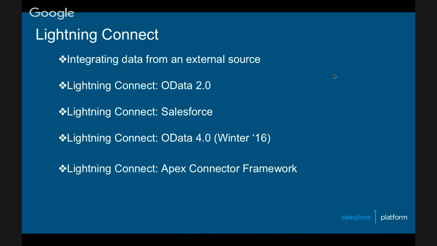The first version that was brought out was based on the OData 2.0 standard that was developed by Microsoft. The initial connection only supports read. So as of Spring '15 and Summer '15, they support read capabilities from an external data store, providing that it's an OData 2.0 connection. In Summer '15, they expanded that. They brought out a Lightning Connect for Salesforce, so you could connect Salesforce to Salesforce using this connection. And then they also brought out the very first version of the Apex Connector Framework.